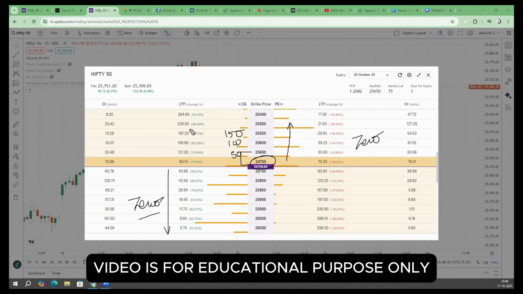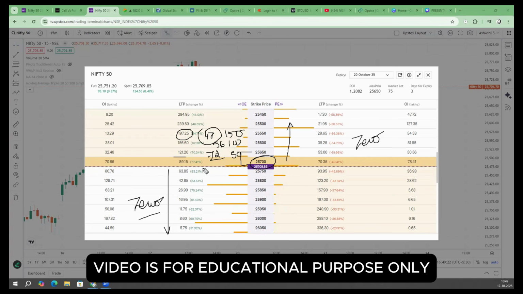Other than this, you are seeing the LTP value of about 197. What is that 197? The extra 47 rupees is the time value. In this one also, you can see 25,600 has 56 rupees extra, that is the time value. For 25,650, you are seeing 121 rupees as the LTP value, so you have 71 or 72 rupees as the time value.